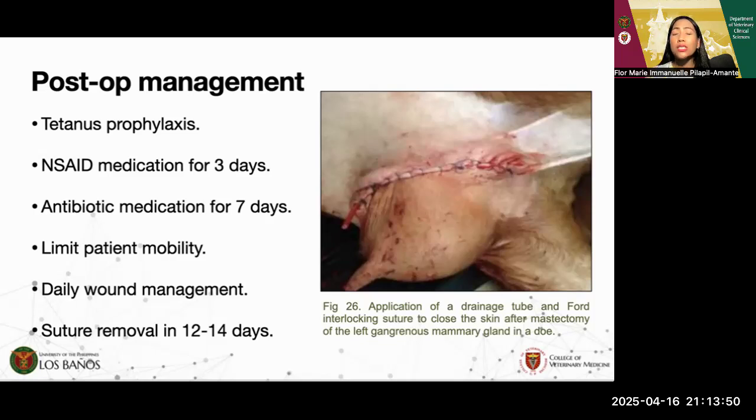Figure 26 is showing us the application of a drain tube on the cranial part of the incision site and the application of a Ford interlocking continuous suture pattern to close the skin after mastectomy of a left gangrenous mammary gland in a doe.